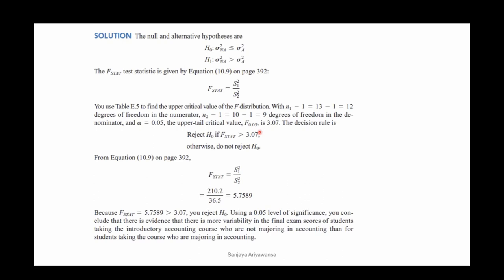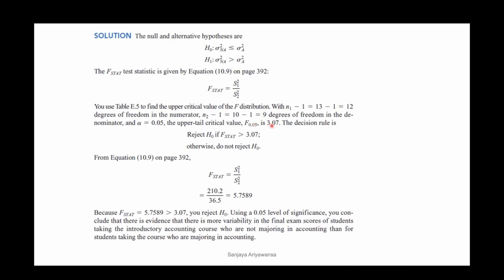Now remember, this is a one-tailed test when you look at the alternative hypothesis. So you have to look at the 0.05 value. If H1 said not equal to, then you would have to consider F.025, where you divide alpha by 2. But in this case, this is a one-tailed test, so you consider the level of significance 0.05 as it is. The F value is 3.07, the critical value.